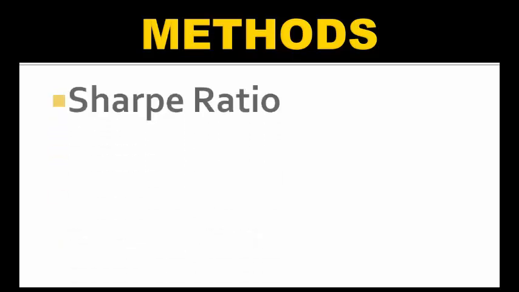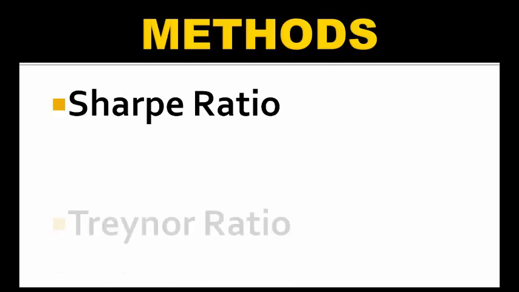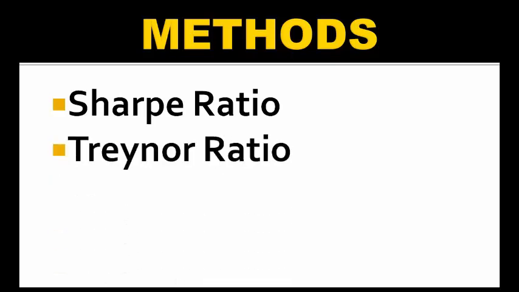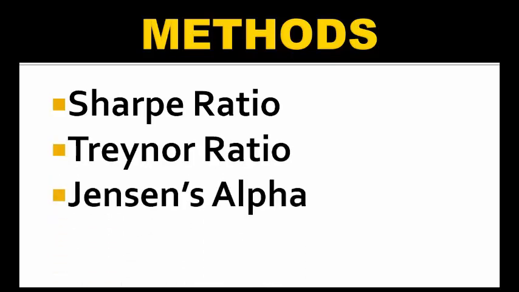Okay, now we discuss the methods for evaluating the performance of a mutual fund. First one is Sharpe ratio. Second one is Treynor ratio. Third one is Jensen alpha. There are three methods: Sharpe ratio, Treynor ratio, and Jensen alpha.